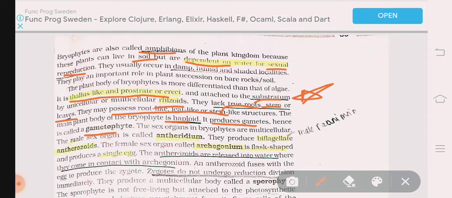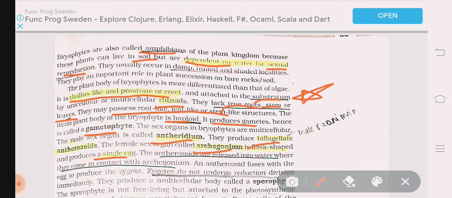The sex organs which they have: for male they have antheridium, for female they have archegonium. You can remember this as so. We have learned in earlier classes that male contains anther. So the male one is antheridium, and for female, archegonium. The male antheridium produces the male gamete, antherozoids, and the female archegonium produces a single egg.